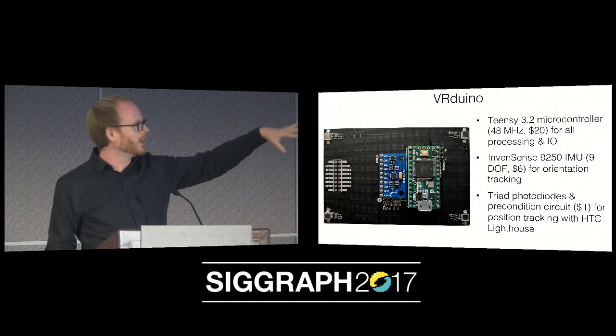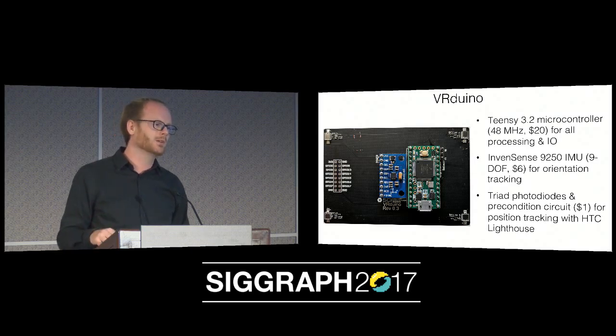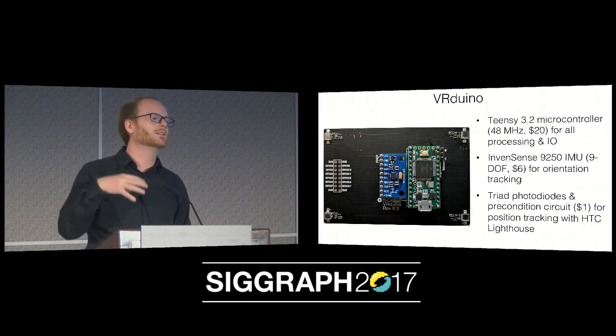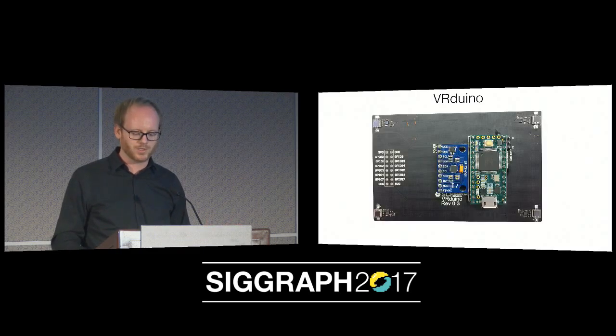We also have these photodiodes on the side, and we use these for positional tracking, as I'll show you later, and these are less than $1. They're the same photodiodes that are being used for the HTC Vive Lighthouse tracking system. We basically reverse engineered that and hacked it. It's not quite as good, but it's good enough for a course and for hobby projects.